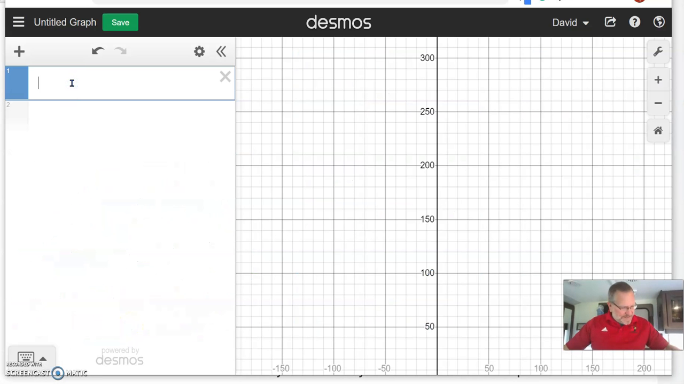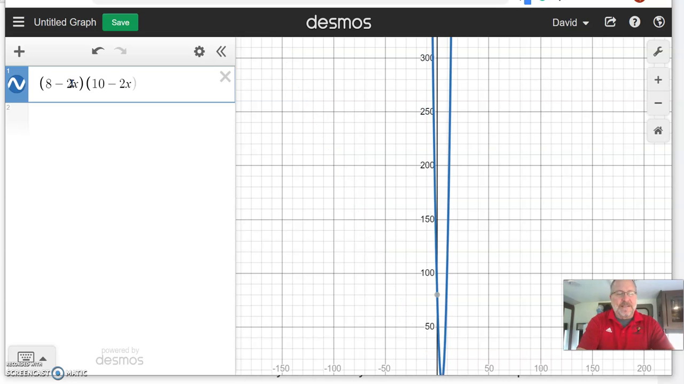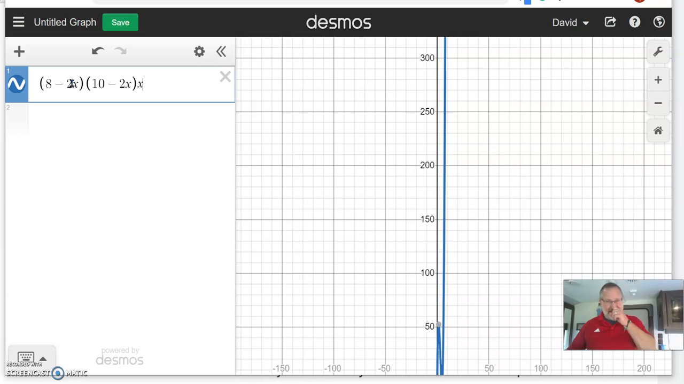So here I am at Desmos, and I'm going to type in those two functions. We had first 8 minus 2x parentheses, and then parentheses 10 minus 2x, and then an x multiplier. Notice in Desmos, I don't have to say y equals or f of x equals if I'm just looking at this as some sort of exploration idea.